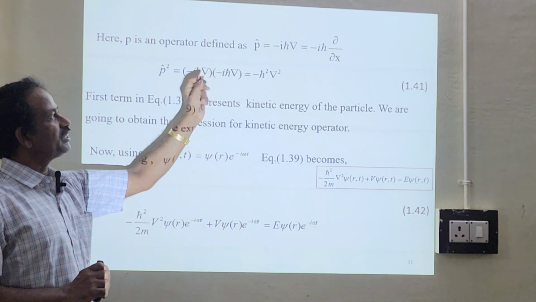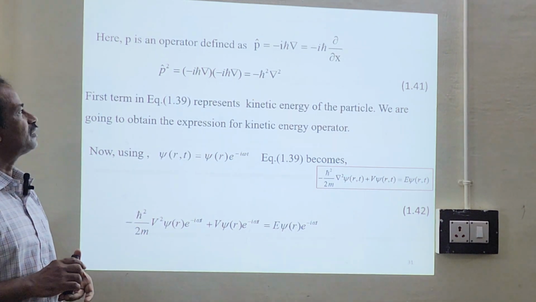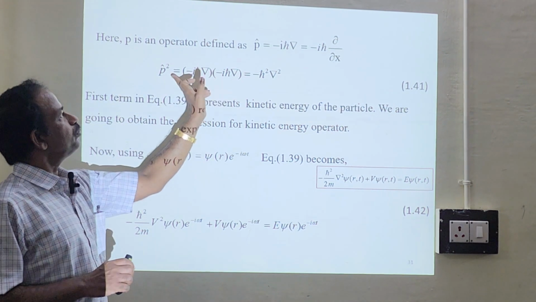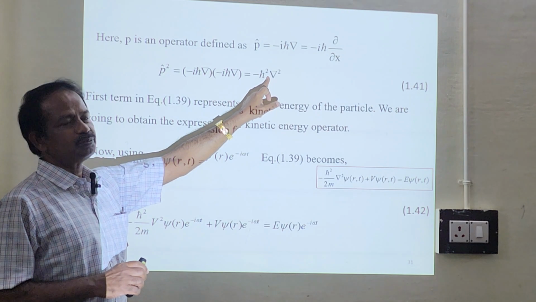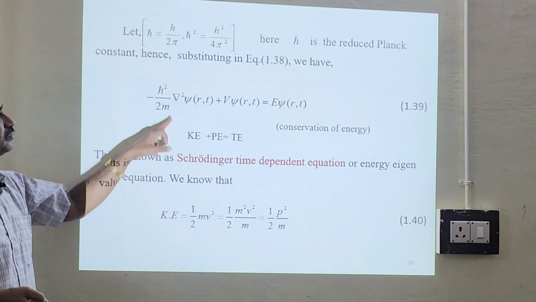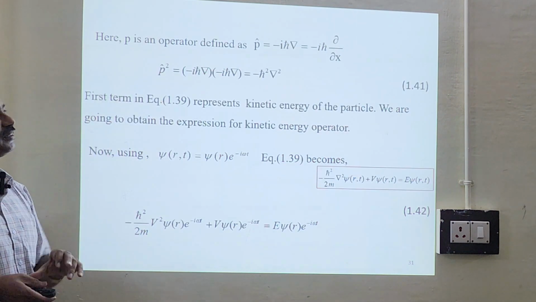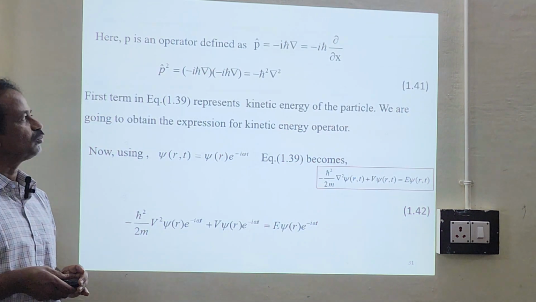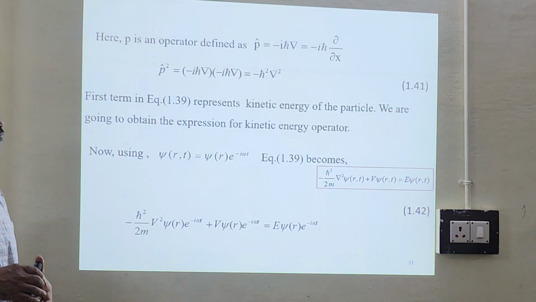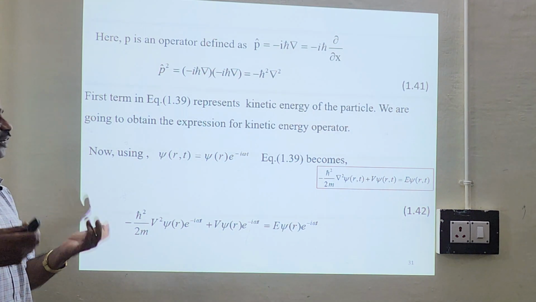that will give you minus minus plus. So i squared is minus 1, that will give you minus h bar squared del squared. So first term, look at this one. P squared equals minus h bar squared del squared. So we can say that this first term in equation 1.39 represents the kinetic energy of the particle. Okay, now we are going to obtain the expression for the kinetic energy operator.